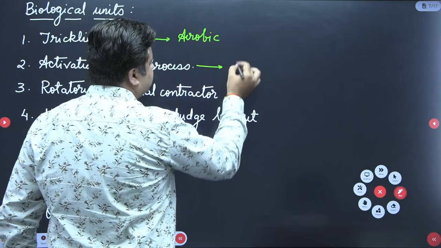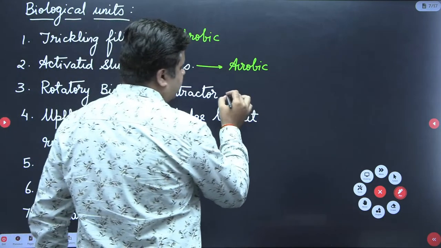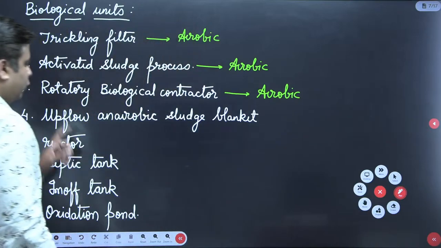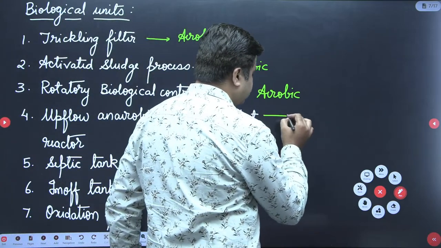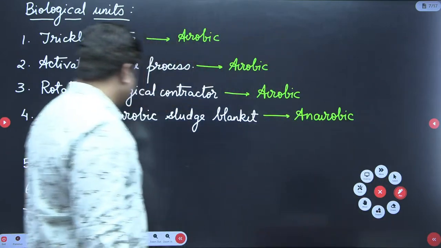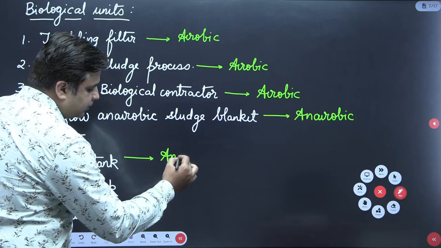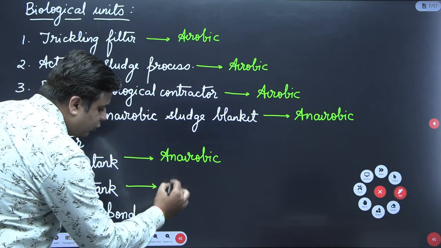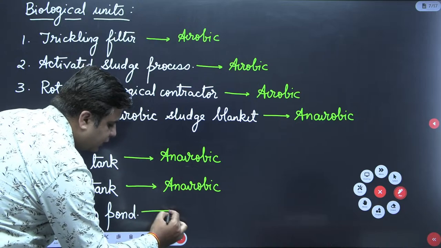Then you have activated sludge process. Again, it's an aerobic system. Then you have this rotatory biological contactor. Again, it's an aerobic system. Then you have this upflow anaerobic sludge blanket reactor. In the name itself, it is anaerobic. So this is an anaerobic system. Then you have this septic tank, which is an anaerobic system. It is an underground system. Then you have Imhoff tank, again an anaerobic system. And then you have oxidation pond, which is an aerobic system.